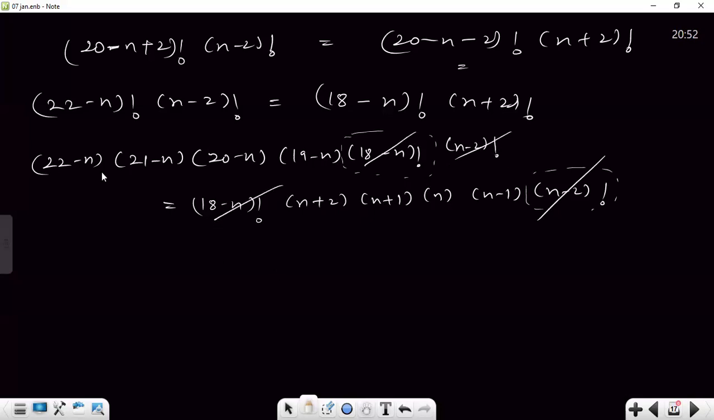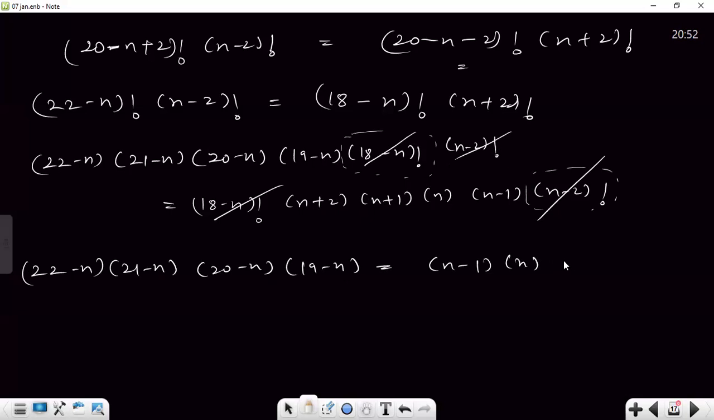What is left is (22-n) into (21-n) into (20-n) into (19-n) is equal to (n-1) into n into (n+1) into (n+2). Four consecutive integers on the right hand side and four consecutive integers on the left hand side. The variable is the same. Nice scheme, nice scheme.